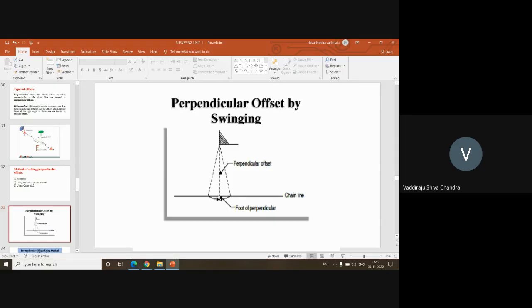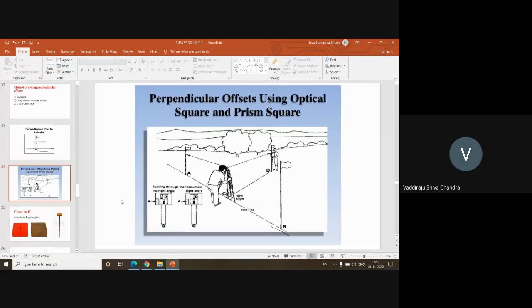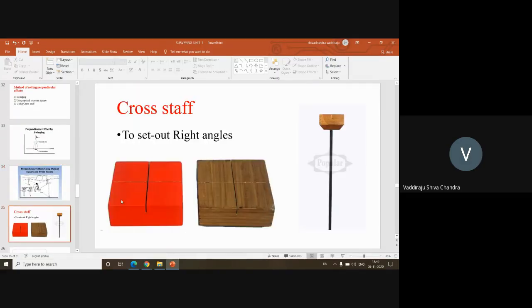This is a simple technique which is used whenever you don't have any instrument such as an optical square or a cross staff. But in most cases we avoid this because we have a simple set of instruments. This is a cross staff you might have already used. The colors may be different, but it is a square prism having two slits at the top, at 90 degrees to each other, and it is fixed to an iron rod or a steel rod at the bottom.